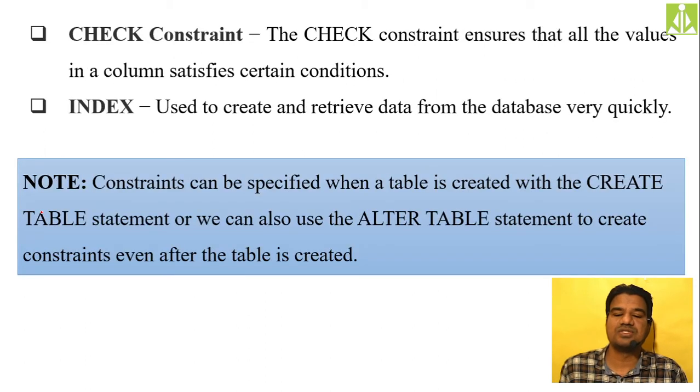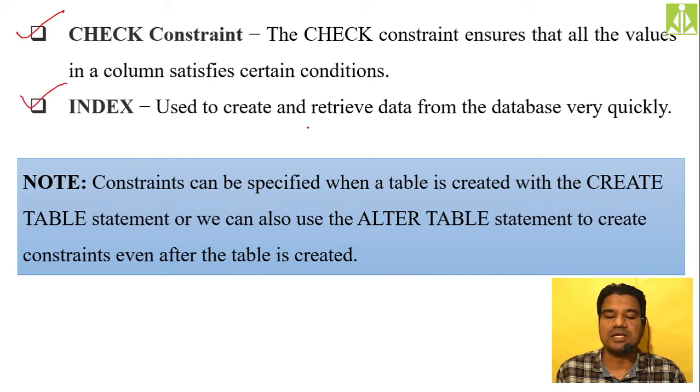Then the check constraint. The check constraint ensures that all the values in a column must satisfy a particular condition. As I said, if you want a particular column entry to be more than 18 years, or a particular employee to have more than so-and-so salary, you can impose such a condition with the help of this check constraint. And the index constraint is a unique way of retrieving data in a faster manner. The index is used to retrieve data from the database very quickly.